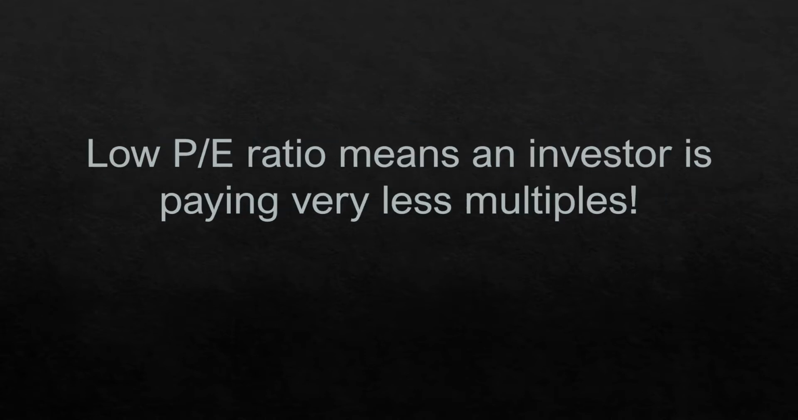Now, a low PE ratio means an investor is paying a very small multiple of a company's earning per share. This is to say the obvious. So if the PE ratio is just 5, what it means is that the price is just 5 times the earning per share, which is very, very attractive as compared to, say, a share which is trading at 18 PE.